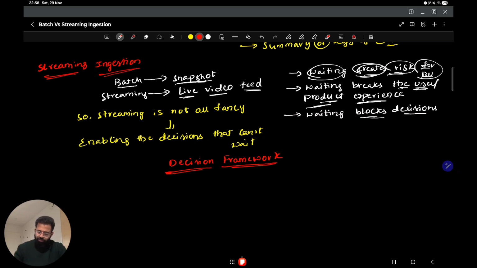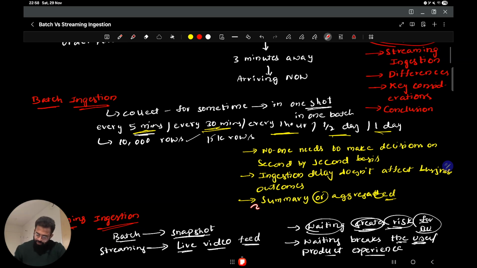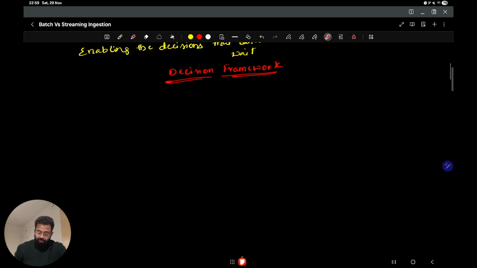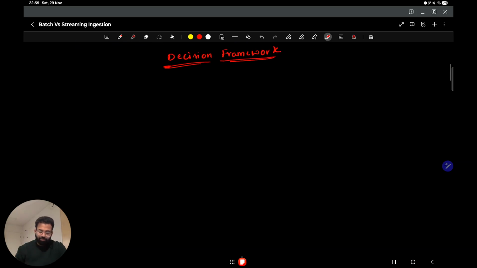Of course, we have talked a little bit about when streaming works well and when it becomes necessary, and we have also talked about when batch ingestion works well and when batch ingestion is necessary. But maybe let's try to figure out some kind of decision framework which will help us understand whether we should pick streaming ingestion or batch ingestion.